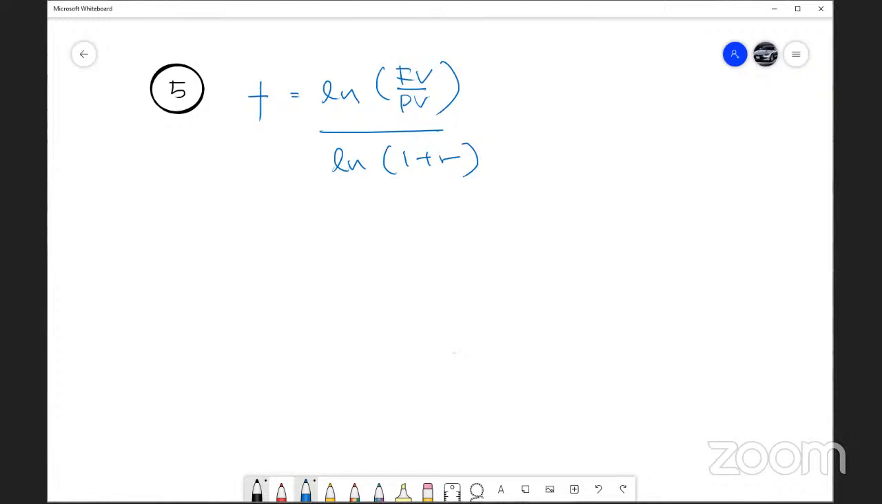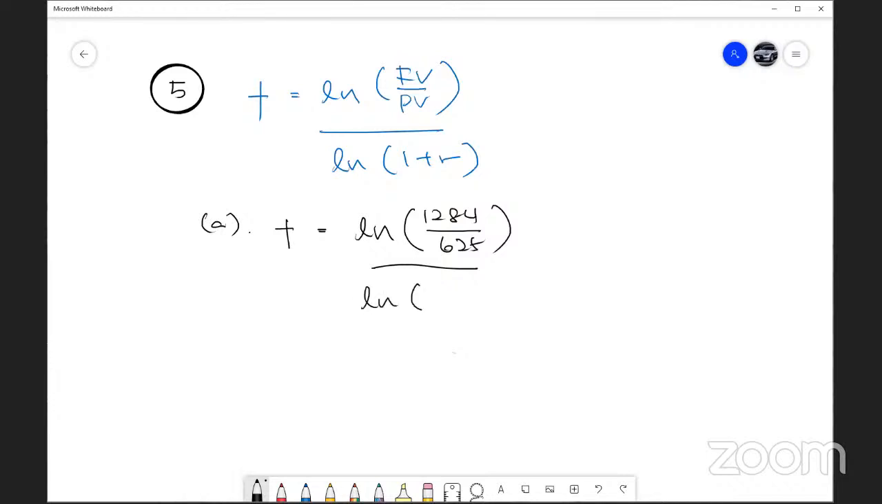With a calculator, very easy. With no calculator, this is when you count. So for question 5A, count T. They give you your present value, future value and interest rate. So ln of future value 1284 over present value 625. Count the bracket first, then ln it. Then ln of 1 plus 0.09. This is how you count.